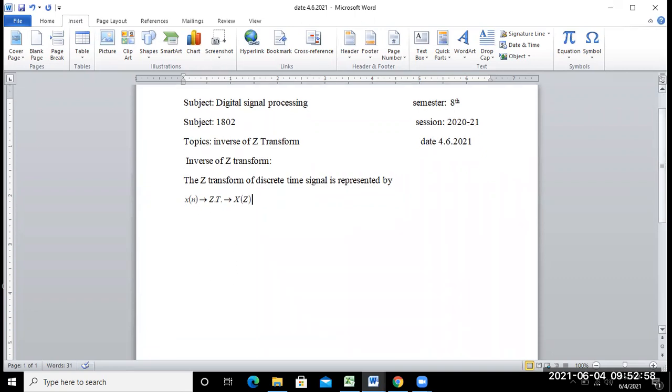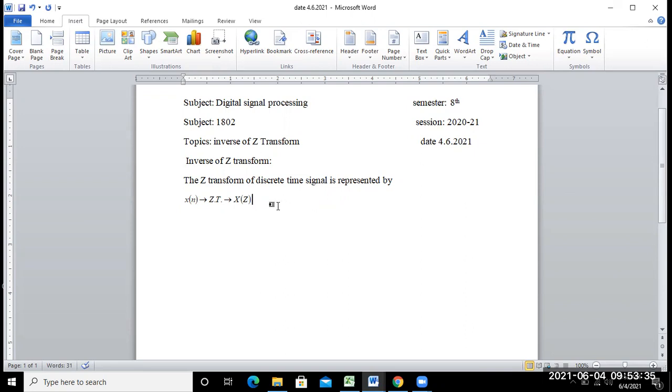Okay. So in the previous class, we have already explained the region of convergence of the Z transform. Today we are going to discuss the inverse of the Z transform. That means we have a signal given in the Z transform, and we have to transform it to discrete time. That is known as the inverse of the Z transform.